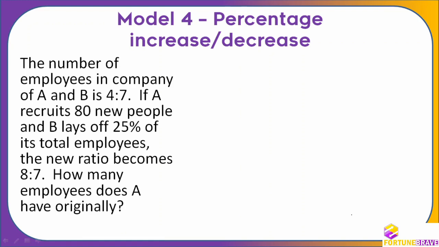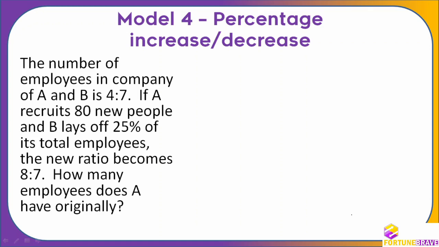Let us go to the next question. This is an improved question. So same question. The number of employees in company A and B is 4 is to 7. If A recruits 80 new people and B lays off 25% of its total employees, the new ratio becomes 8 is to 7. How many employees does A have originally?